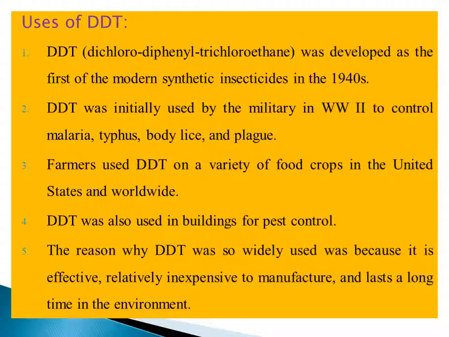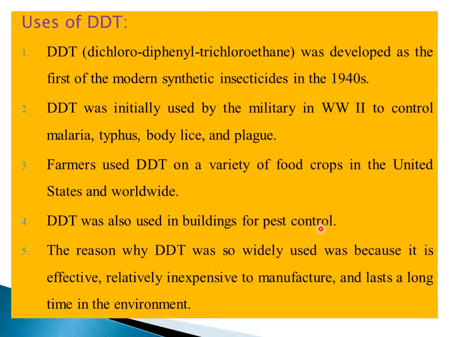And coming to the uses, which is a very interesting molecule. DDT was first developed as a modern synthetic insecticide in the 1940s, and it was initially used by the military in World War II to control malaria, typhus, body lice and plague. Another important use is that farmers used DDT on a variety of food crops in the United States and worldwide. Because it is an insecticide, it is used on various food crops. And DDT was also used in buildings for pest control.